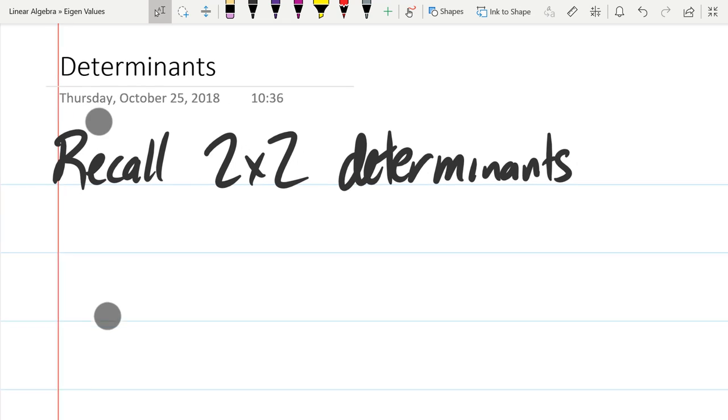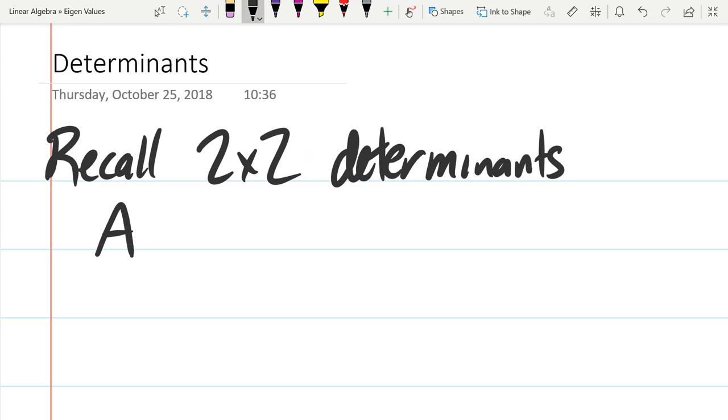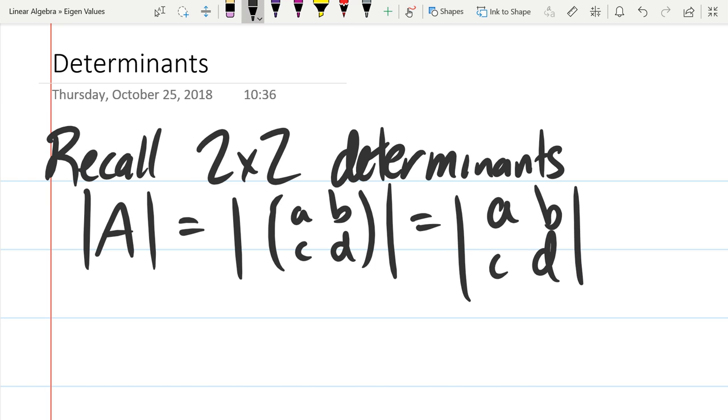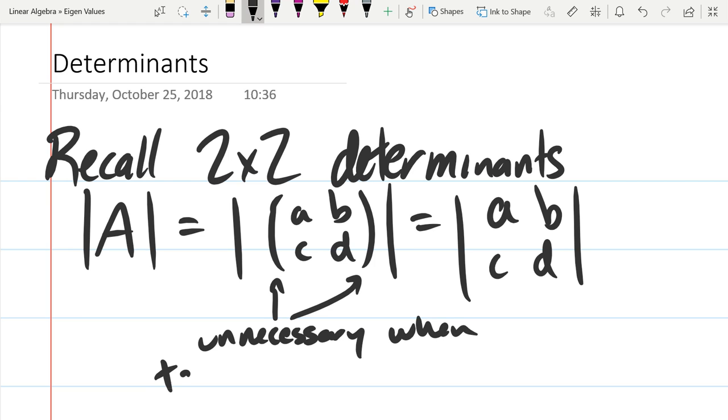So we looked at 2x2 determinants in pre-calculus class. We're going to use vertical bars for the determinant notation. That means the determinant of A. Now it looks a little silly when you have a matrix inside vertical bars, so you can shortcut it and just write it with vertical bars, and skip wrapping the matrix in parentheses or square brackets, however you like to do it. Those are unnecessary. Note, it's not absolute value, it's a determinant.